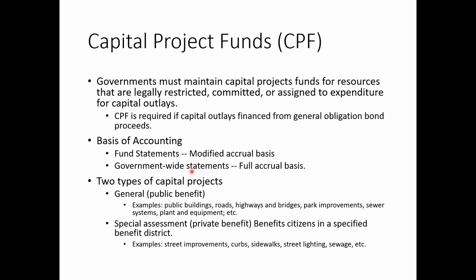There are two types of capital project. One is general, which is for public benefit. For example, we have public buildings, roads, highways. These are general capital projects. We also have special assessment. It's going to give some private benefit to citizens in a specified benefit district. For example, street improvements that benefit a group of people, curbs, sidewalks.